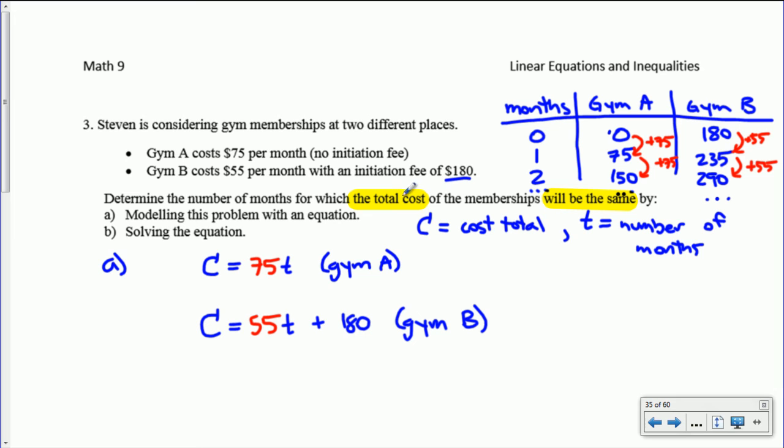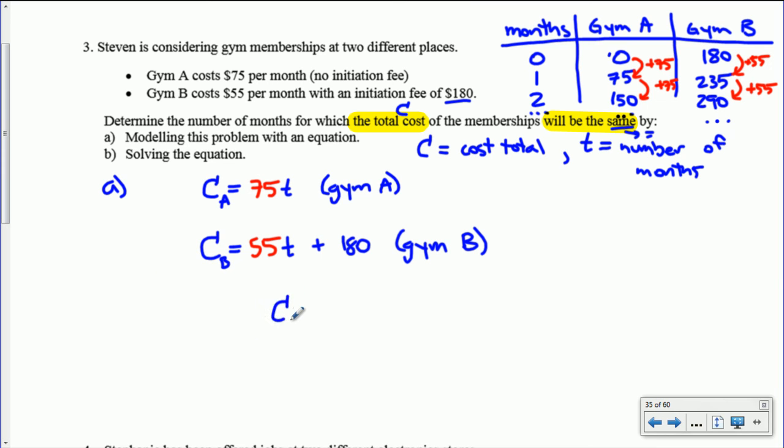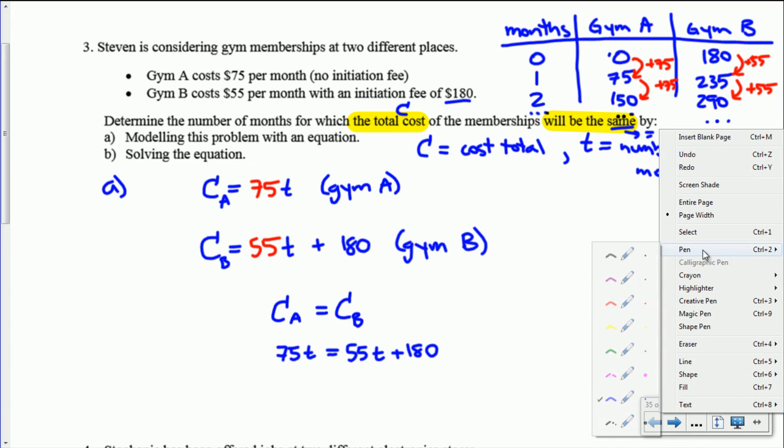Okay, so we need the cost to be the same. So same means they're equal, right? So the cost of gym A, I guess we could just put a little subscript there. Cost of A and the cost of B need to be the same. So cost of A is equal to the cost of B. And then you just plug in, I know that the cost of A is 75t. I know that the cost of B is this thing, 55t plus 180. So there we go, 55t plus 180. And now I have an equation. I can solve for t, and away we go.